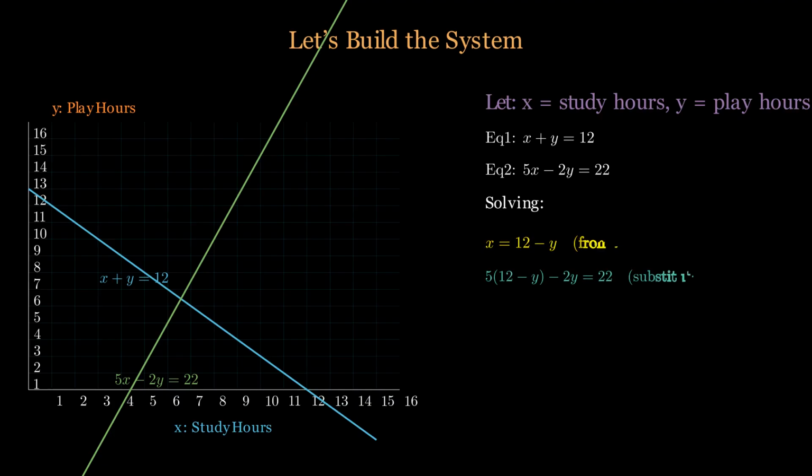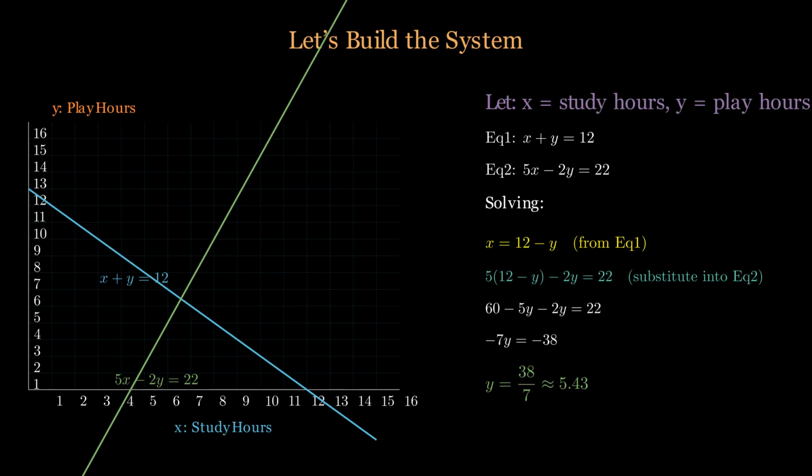Let's solve the system. From the first equation, we find x equals 12 minus y. Then substitute into the second equation. Distribute 5, 60 minus 5y, subtract 2y, and set it equal to 22. Combine like terms, negative 7y equals negative 38. Solving gives y equals 38 over 7. That's about 5.43 hours of play.